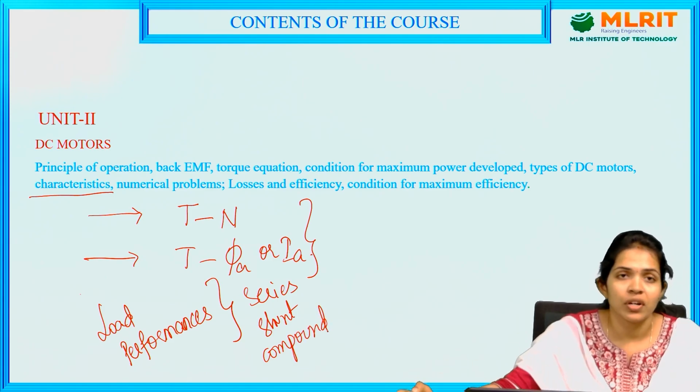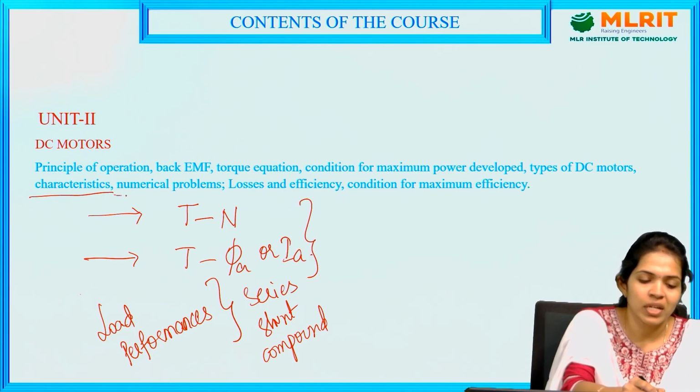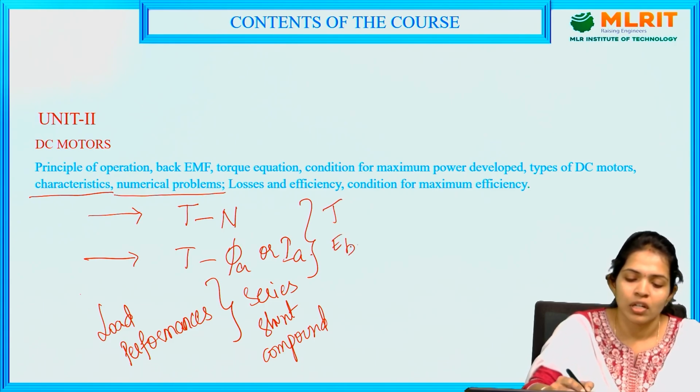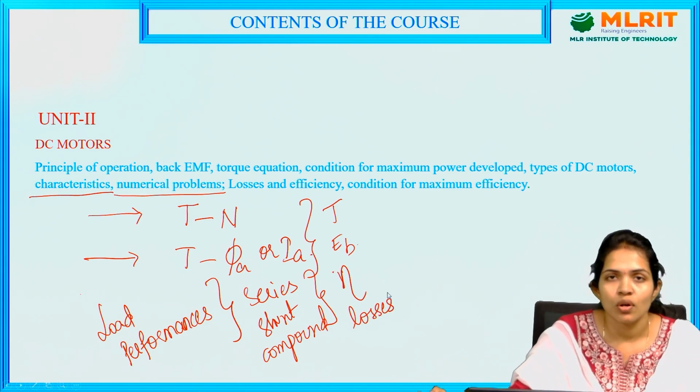So what are the different load or performance characteristics will be studied for all the three types of self-excited machines or DC motors will be studied. We will also be covering the numericals on torque equation, back EMF, types of motors, the three types of motors, and we'll be also covering the efficiency calculations, and we'll also be covering the losses. What are the various losses?